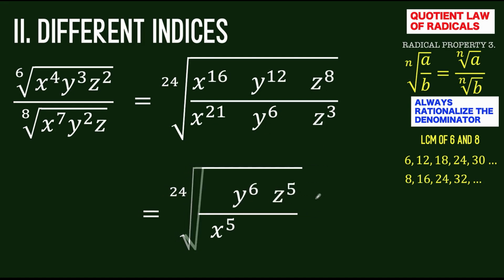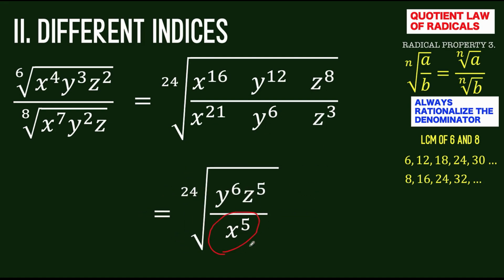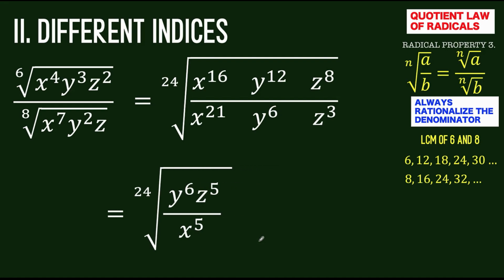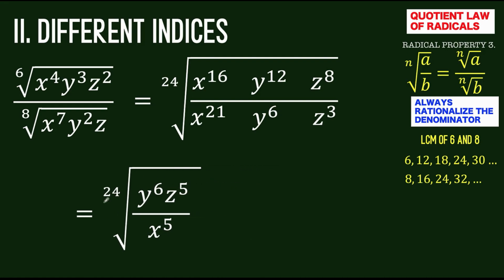Then write this concisely. There's still a problem here. We still have a denominator of x to the 5th, so we have to rationalize the denominator. Notice that the index is 24, the exponent is 5.